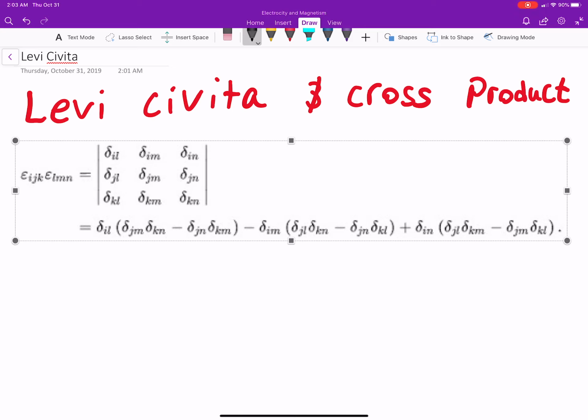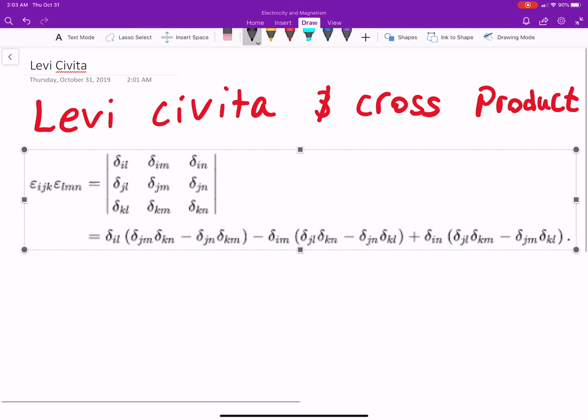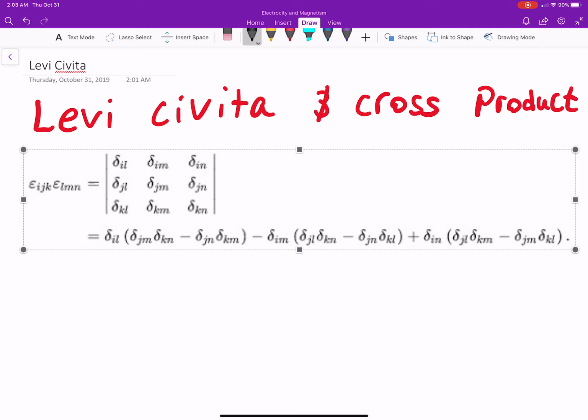Okay, so today we're going to talk about the Levi-Civita and the cross product. So let's start. First off, this might be something you won't need to know until a little bit later, but I'm going to go ahead and throw this into the E&M section because the first bit of at least the Griffiths book is math review.